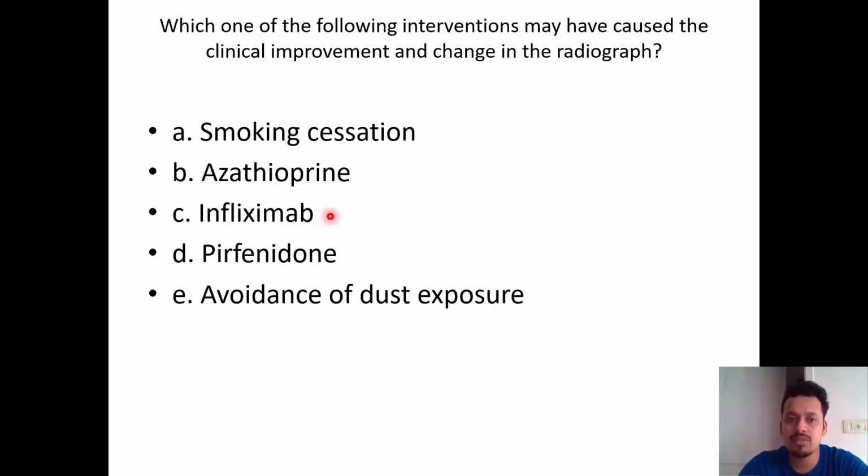And the same goes for infliximab. Azathioprine, also, if the patient has NSIP, the lesion should have been in the lower lobes. The patient does not have any extrapulmonary manifestations. So azathioprine also seems to be an unlikely answer.